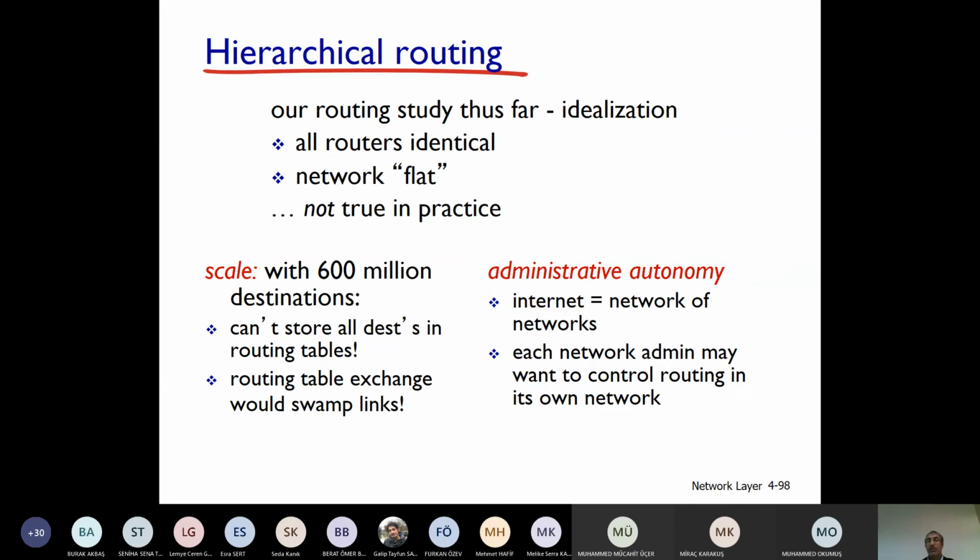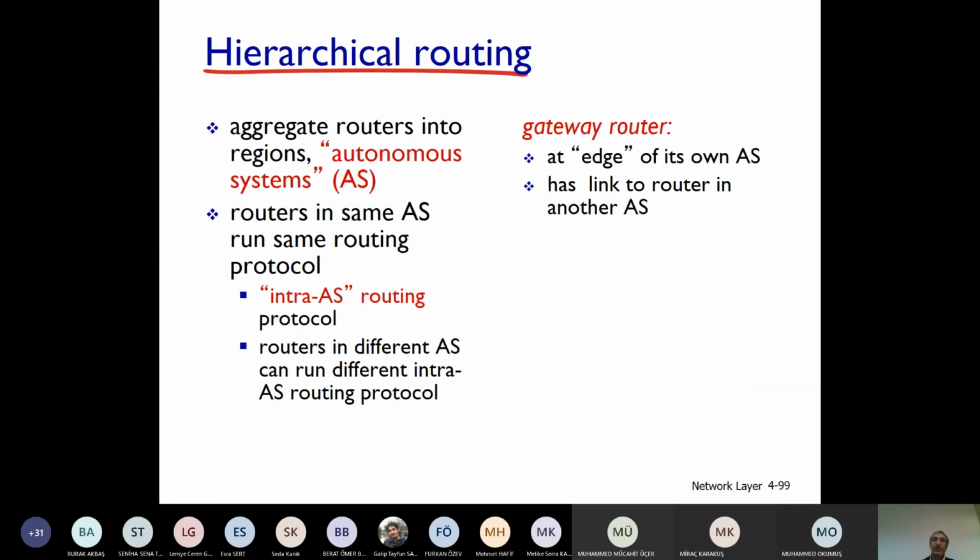So what is the internet? The internet is a network of networks. This is my network in Gebze Technical University. That's another company's network. So each network admin may want to control routing in its own network. Of course, each company and each institution wants to control the routing in their network. So what is the solution?